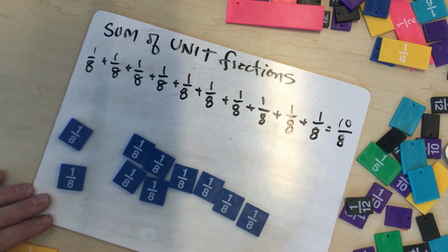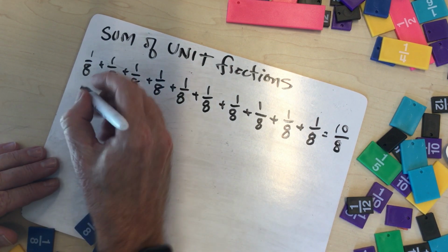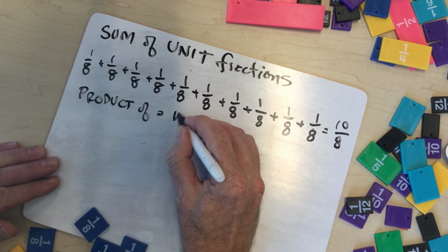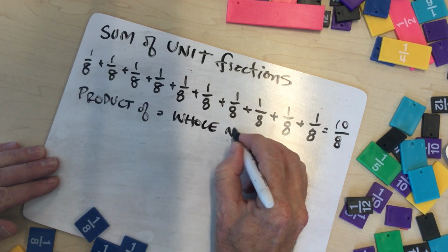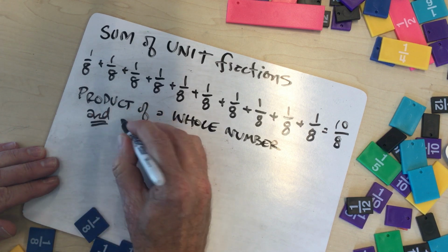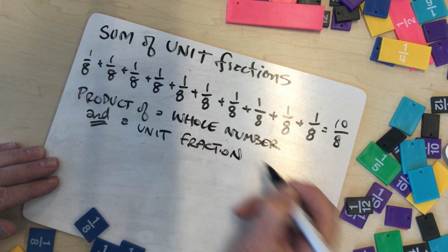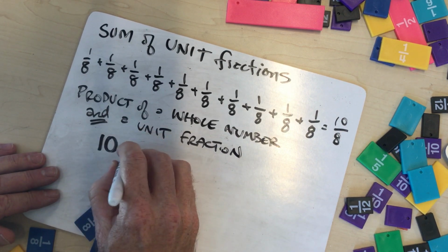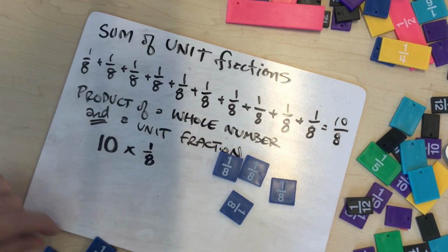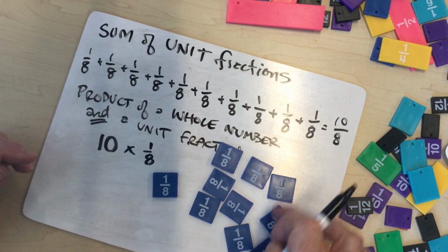Now, 10/8 is, oh, let's do the other method. What's it called? Product of a whole number and a unit fraction. And that looks like this: 10 times 1/8. Because if you think about it, how many 1/8 did I start with? Well, I started with 1, but I had 1, 2, 3, 4, 5, 6, 7, 8, 9, 10.